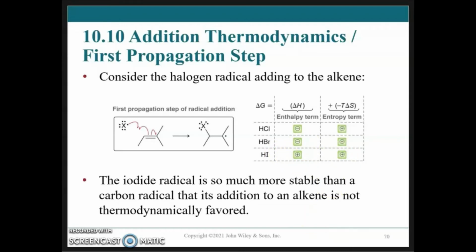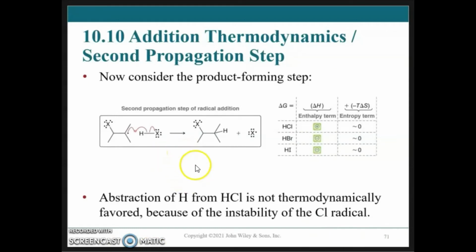Looking at the second step, regenerating the radical, again, beginning with the entropy term, we have two species and there's a hydrogen abstraction. So we begin with two species, we end with two species. The level of disorder has not changed appreciably. So the entropy term is essentially zero. So that doesn't factor into our overall favorability.